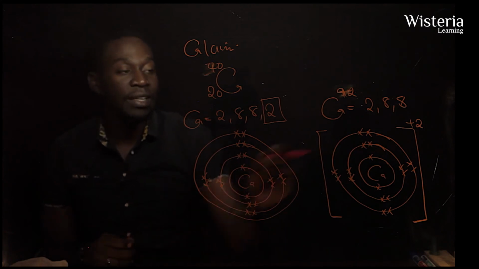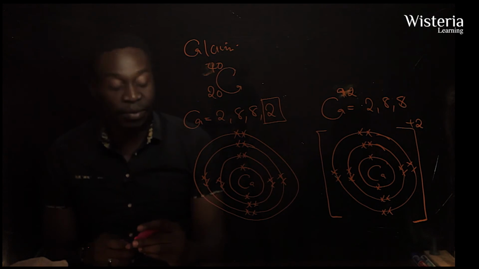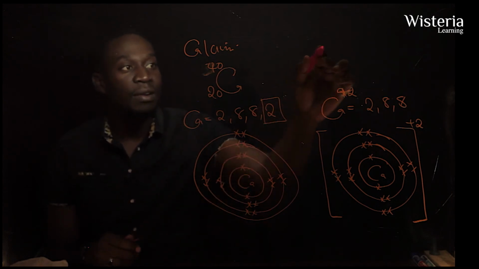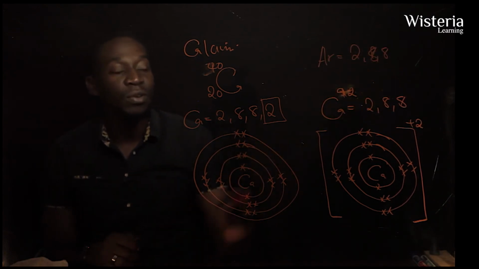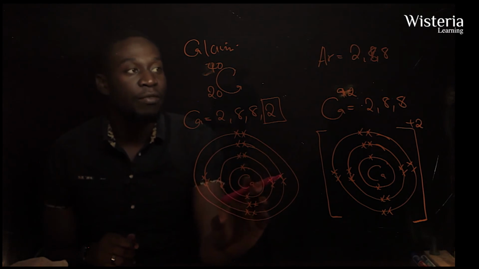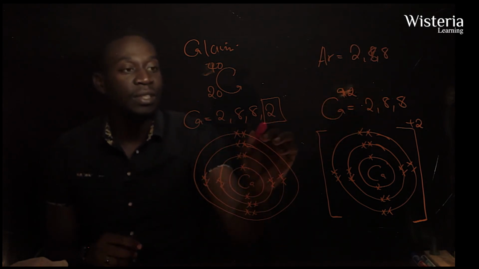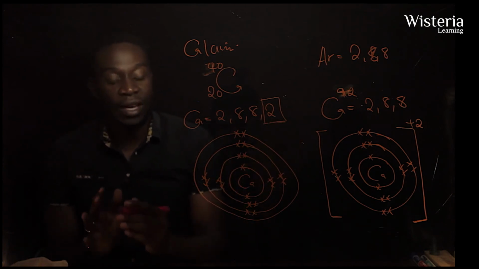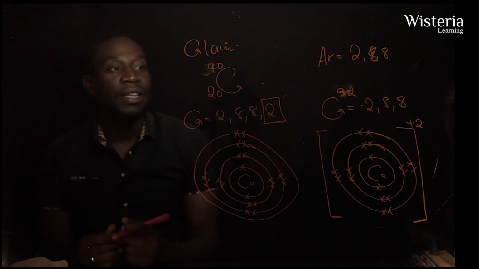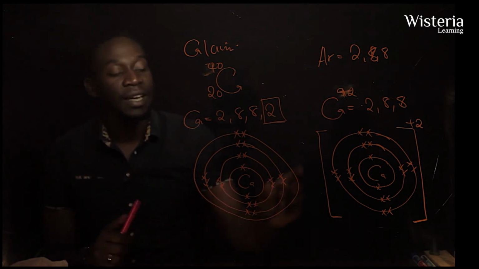Now, if you look at this electronic configuration, which is 2,8,8, it is the same electronic configuration as argon. Argon is a noble gas, so it will look like this. So the calcium, for it to have an electronic configuration like argon, had to lose 2 electrons. All the atoms of metals on the periodic table have to lose electrons in order to have the configuration like noble gases.